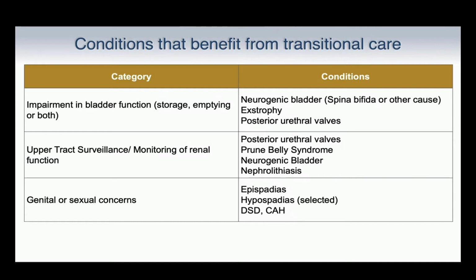But as you can see on the right of the screen, there are actually many conditions that ideally should have a urologist even when they graduate from pediatric care. I've divided it according to what they might need. Patients with impairment in bladder function, whether storage, emptying, or both, could be patients with neurogenic bladder, spina bifida or another cause, exstrophy, or posterior urethral valves. Patients that may require upper tract surveillance and monitoring of renal function, with which we can ask our nephrology colleagues for help, would again be posterior urethral valves, neurogenic bladder, but now also patients with prune belly syndrome or nephrolithiasis.